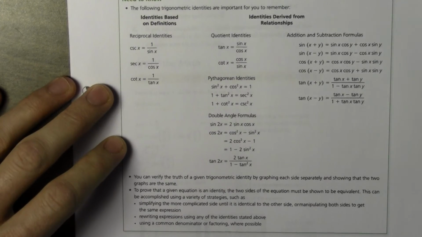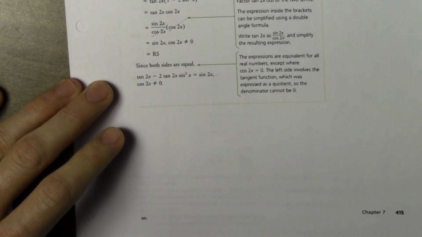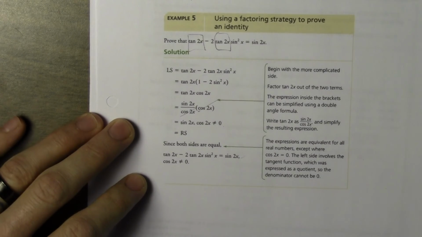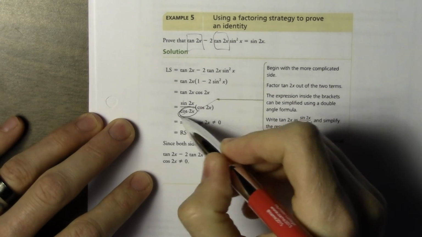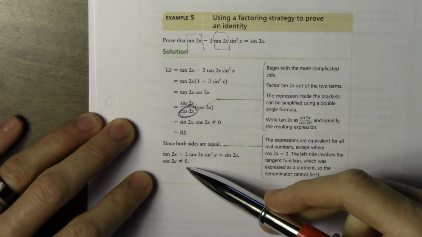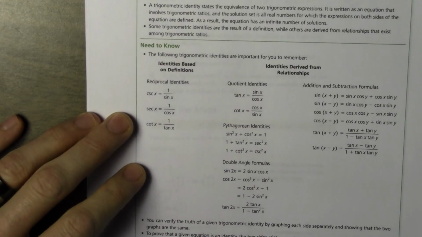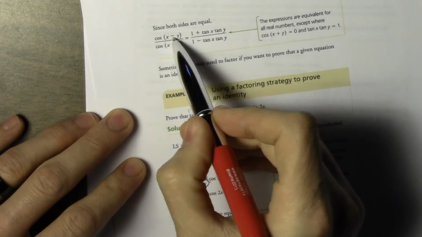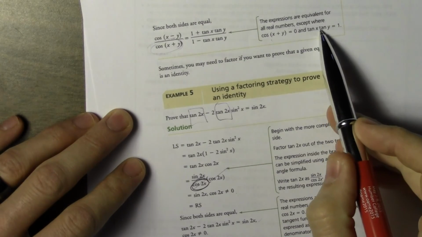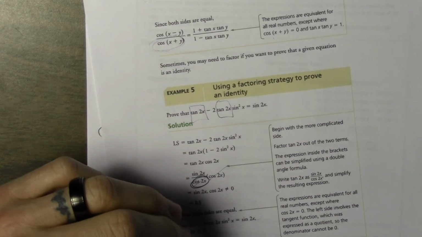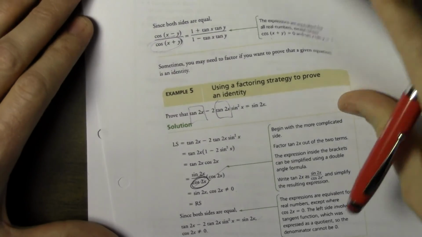So how do you put the restriction? How do you find out the restriction? Oh, because the denominator can't be 0. That's how. Okay? So there it can't be 0. And the other one here, cos(x plus y) can't be 0 because it's in the denominator. And tan x plus tan y can't be 1 because it would be 1 minus 1. Okay?